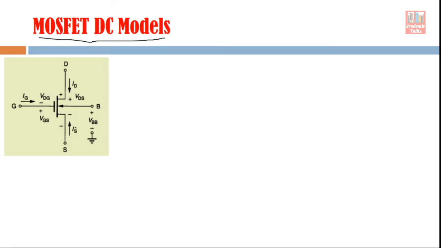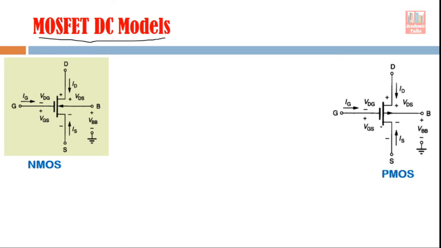This symbol is of an NMOS device. If you talk about a PMOS device, there is a very small difference in the symbol. Here you see, if the bulk terminal is indicated, an inward arrow means this is an NMOS device, and if the arrow is outward, then it is a PMOS device. I hope you already covered these symbols and the differences between NMOS and PMOS in your previous semester. Now these are the symbols of the devices.